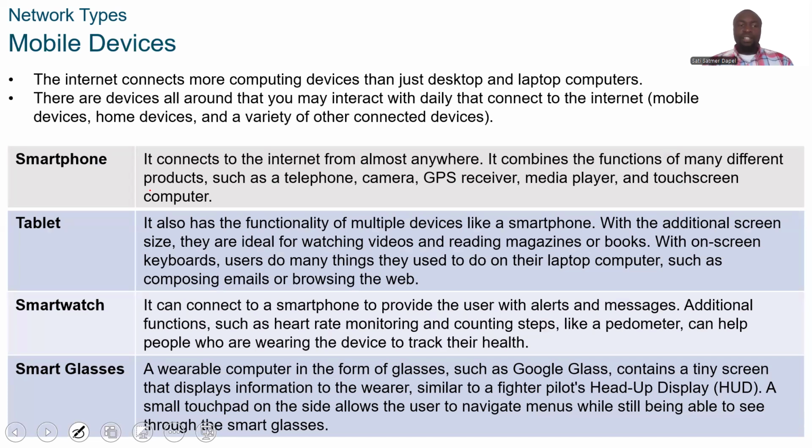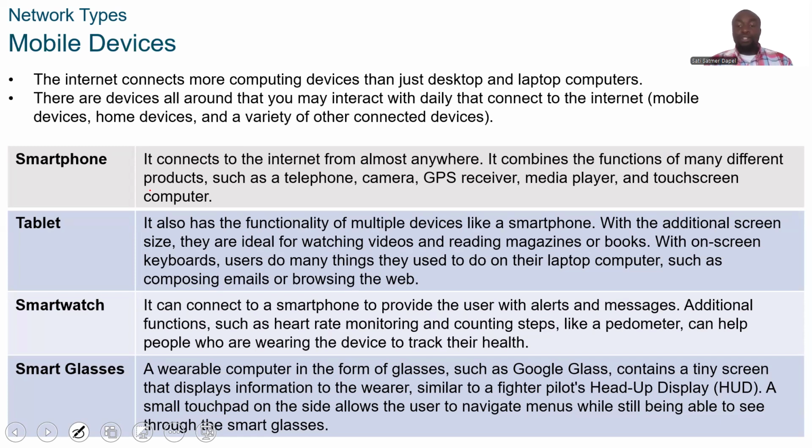They are mobile. So the internet connects more computing devices than just desktops and laptops. There are several devices all around you that you may interact with daily that connect to the internet. You know, varieties: laptops, mobile phones, tablets, palm tops, and things like that. And smartphones connect to the internet from almost anywhere.